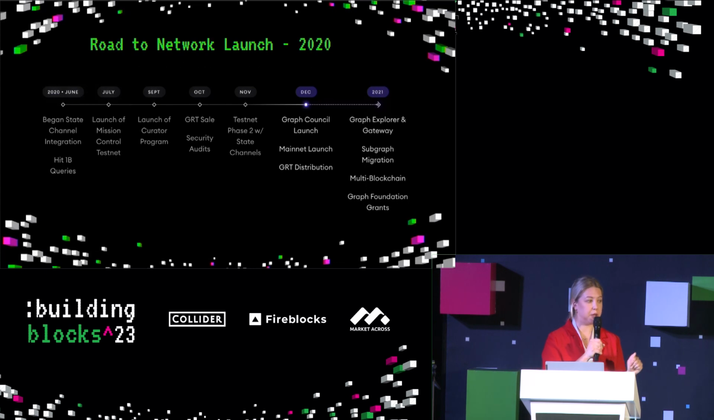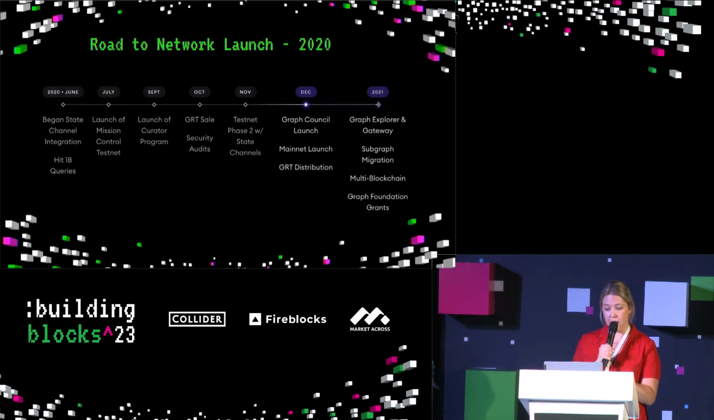At the time of launch, we also stood up the Graph Foundation and the Graph Council, which serve as the governance for the graph. So a common misconception is that the GRT token is a governance token when it is not. It is a staking token. And the governance that occurs in the graph is based on a council.